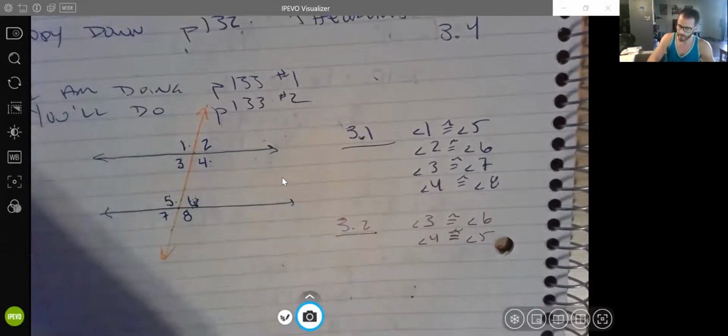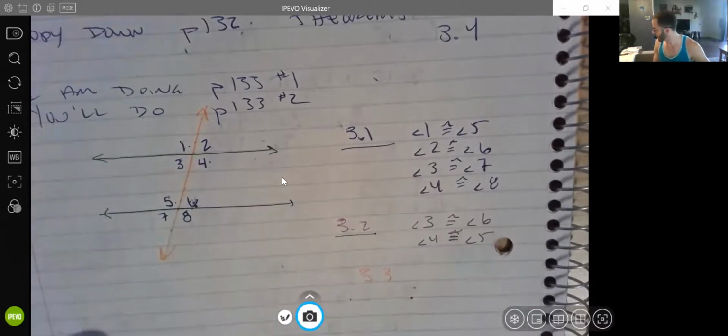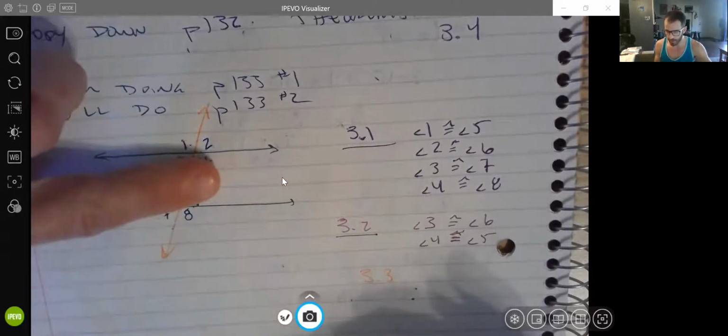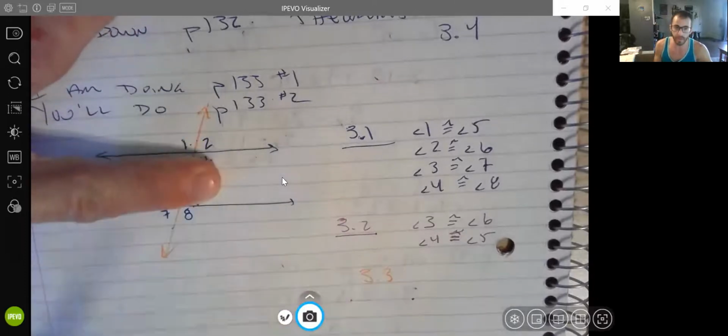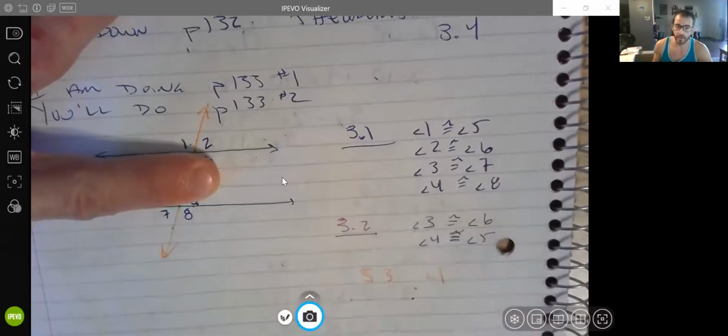So let's move on to theorem 3.3, which would be alternate exterior. If you don't know what exterior is, those would be on the outside. Take your finger, cover up the inside. We should be only looking at angles 1, 2, 7, and 8. So let's start with angle 1.